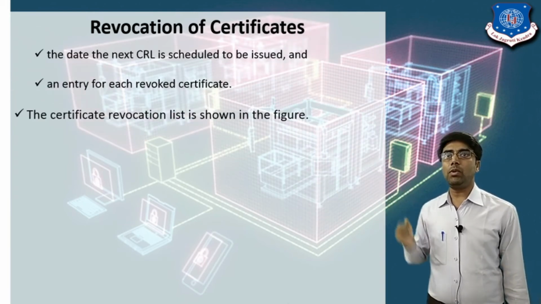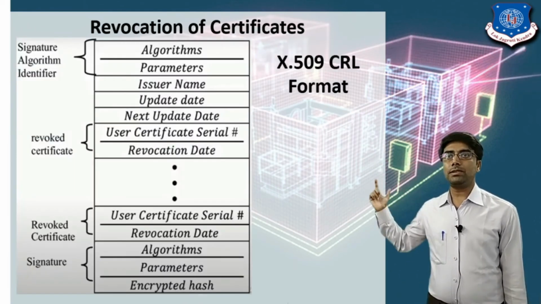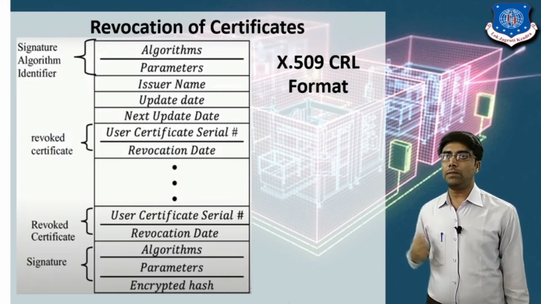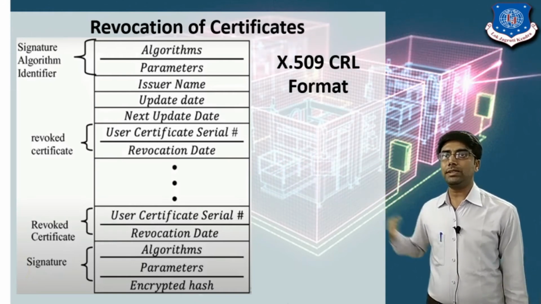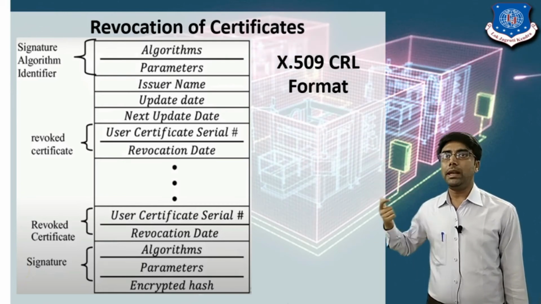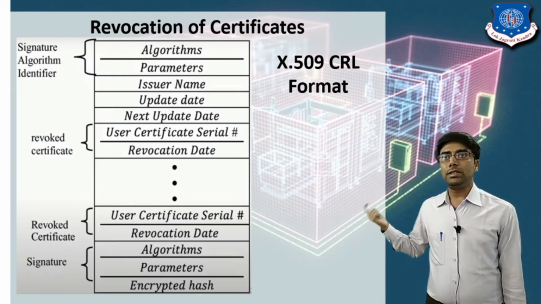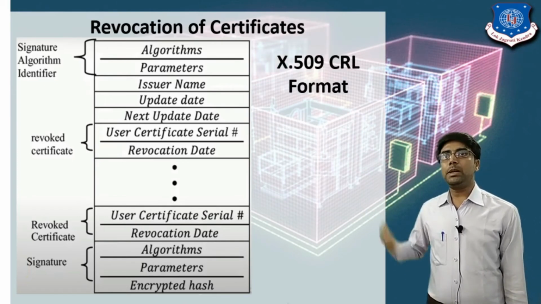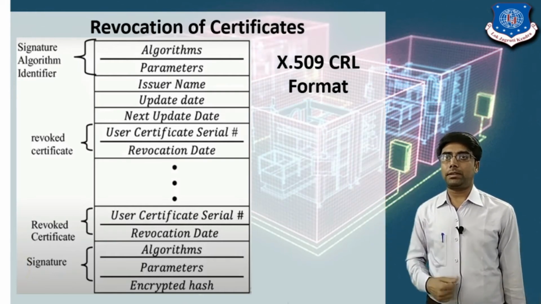Now the certificate revocation list is shown in this figure. In this figure, first the algorithm and parameters, and this pair is called the signature algorithm identifier. It means the algorithm used for generating a signature. The next is the issuer name. I already told you the certificate authority name is considered the issuer name. Then the update date, which is updated by the certificate authority. Next is the next update date.